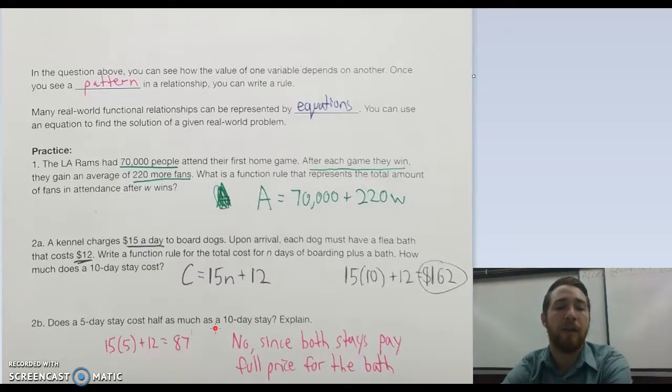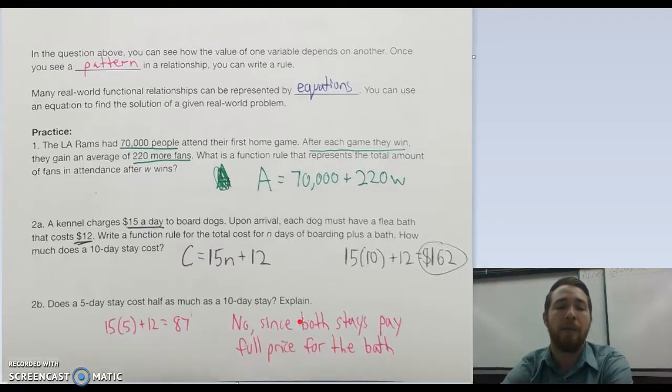We also see that it's not the same as just half of the cost. Even if I stay half the amount of time, it doesn't cost exactly half. The reason for that is because either way, you're still paying the same price for that bath. So both stays pay the full price, which means you can't just get a deal on the bath that cuts it directly in half. We're not paying $6, we're still paying that whole 12. We can see that 87 is not half of 162 because they both pay for that bath total.